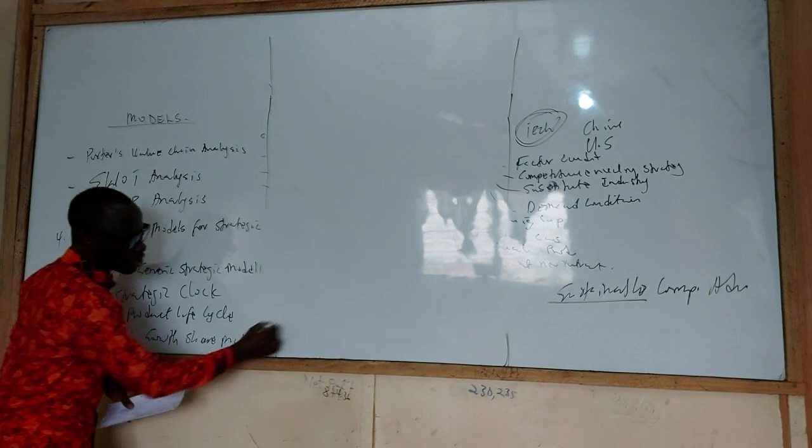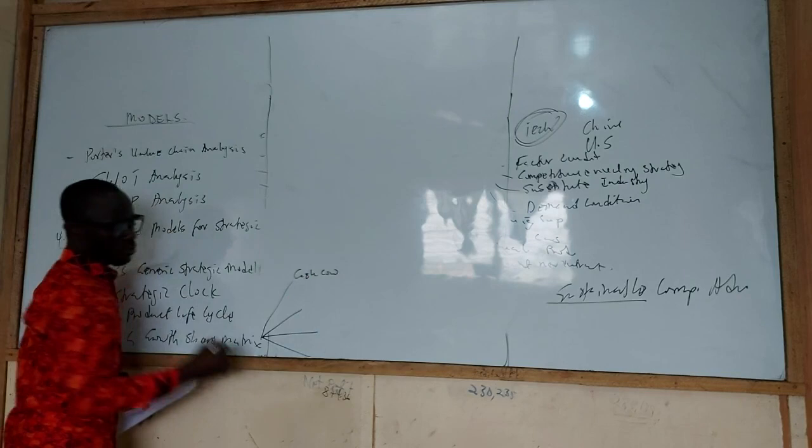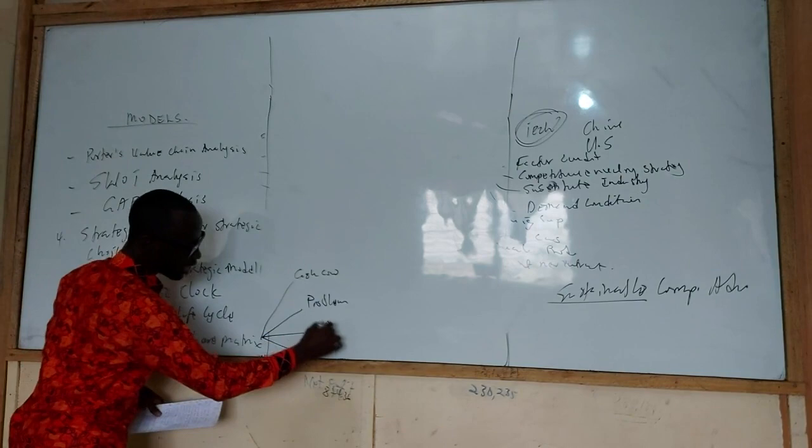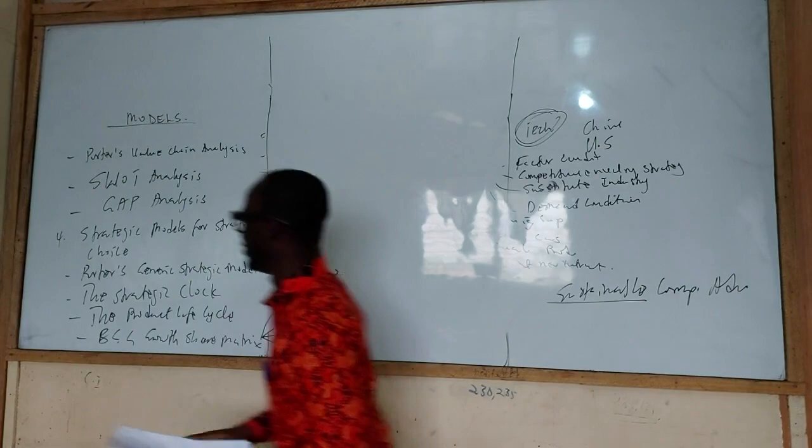Under this growth model, we're going to be dividing all our products into four. We have what we call the cash cow, the problem child, and the dog. And then the last one, I forgot it, when I remember I'll tell you. So these are the four ways. Problem child.